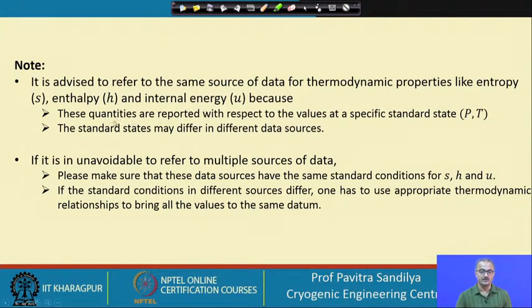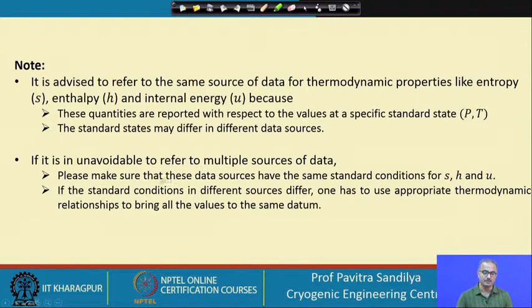This is the reason that one should be very careful and try to stick to only one source of data, so that there is no inconsistency in the final result. Otherwise you may land up with some very absurd and non-physical result. And in case you find that it is not possible to get all the data from the same source, then you may have to look for different data sources.